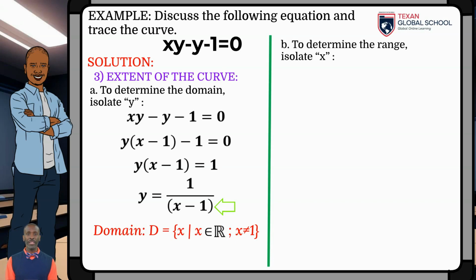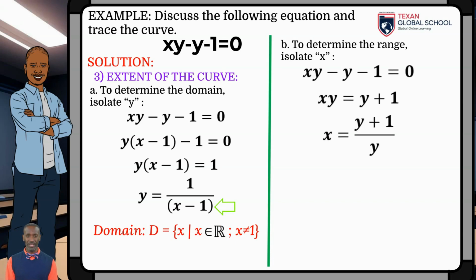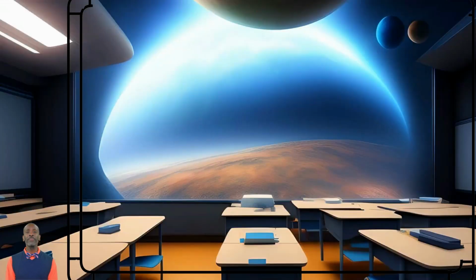To determine the range, isolate x. There is a restriction on the range when y is equal to 0, so there is a value that does not exist. Therefore, the range includes all real numbers except 0.